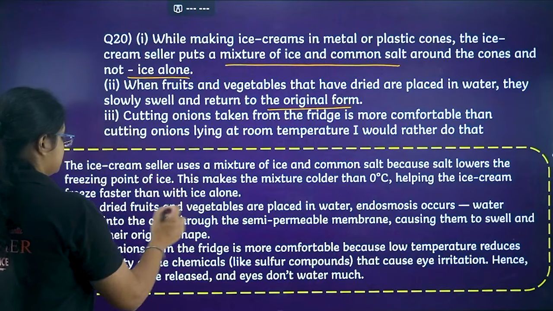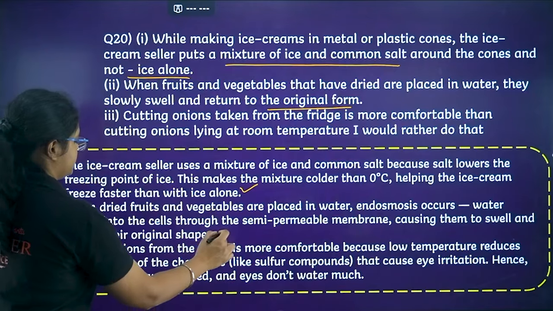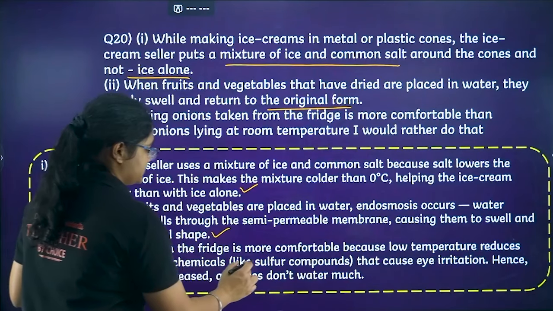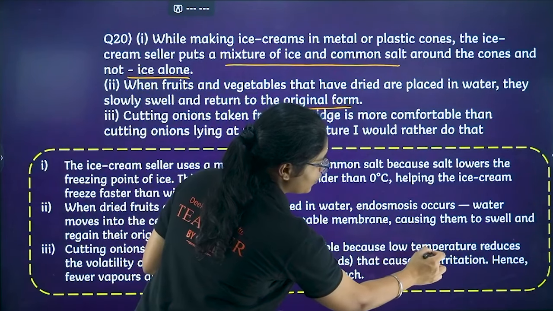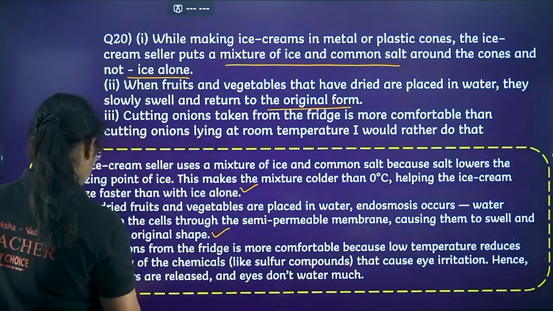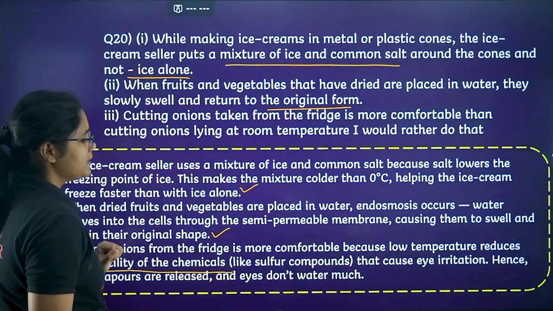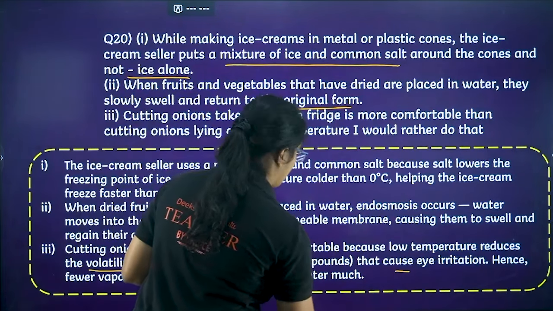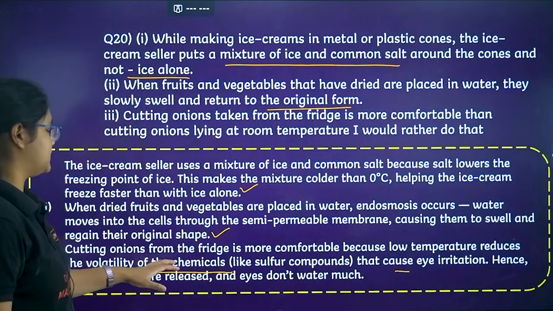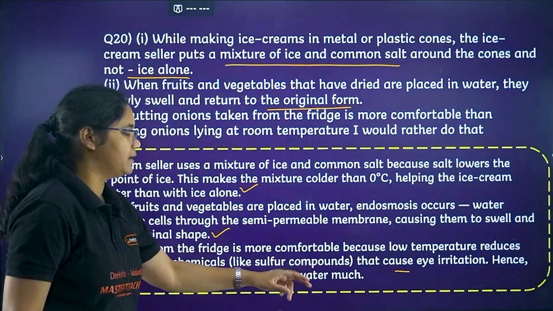So here you can see the first one I have already explained. This is also explained. Cutting onions from the fridge is more comfortable because low temperature reduces the volatility of the chemicals that cause the eye irritation, hence fewer vapors are released and eyes don't water much.